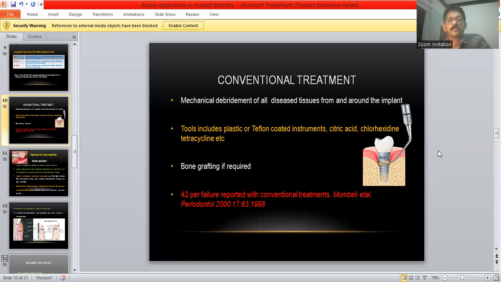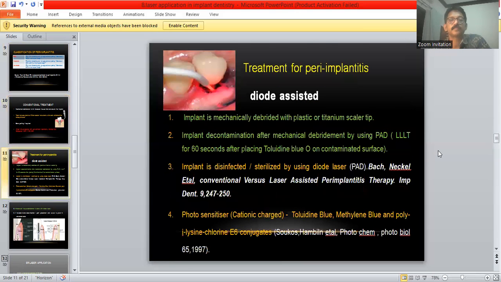So we need some other treatment modalities which increase the predictability of this treatment. That's why diode laser assisted treatment for peri-implantitis is becoming more important and relevant. In this protocol, first we mechanically debride the implant body with plastic or titanium scaler tips, as we do in conventional procedures.